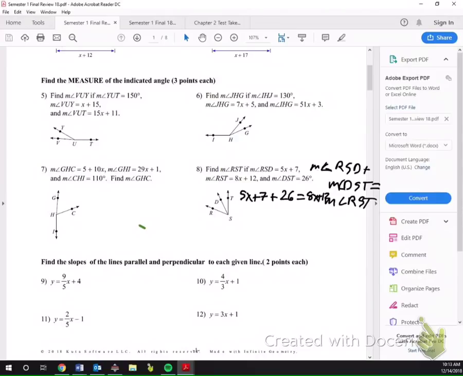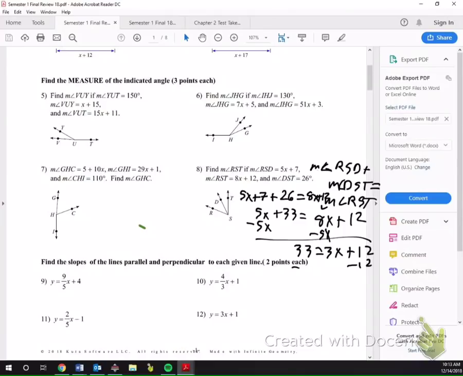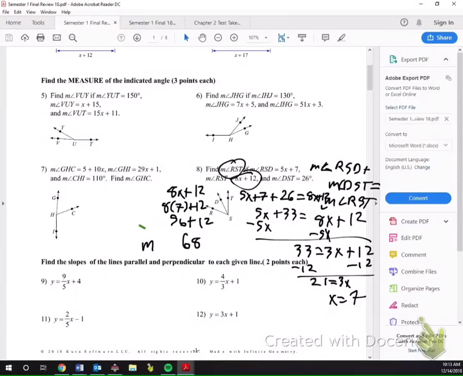So we have 5x plus 7 plus 26 equals 8x plus 12. Combine like terms. Subtraction property of equality. Let's do that again. Division property of equality, and we get x equals 7. So we're going to plug that back in for 8x plus 12. That's RST. 8 times 7 plus 12, or 56 plus 12, or 68. So the measure of angle RST equals 68.